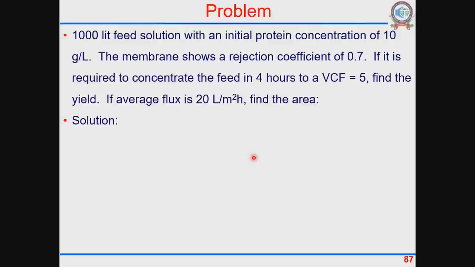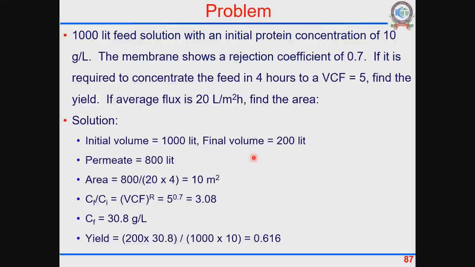So let's take a small problem. Imagine that there is a 1000 liter fluid solution with an initial protein concentration of 10 grams per liter. Membrane shows a rejection coefficient of 0.7. If it is required to concentrate the feed in 4 hours to a volume concentration factor of 5, find the yield. Also, if the average flux is 20 liter per meter square hour, find the area. Okay, so do this problem yourself, and then you can go ahead and see the solution.